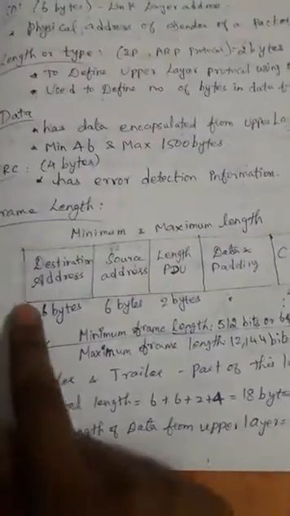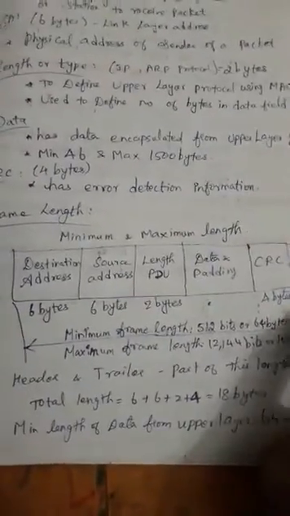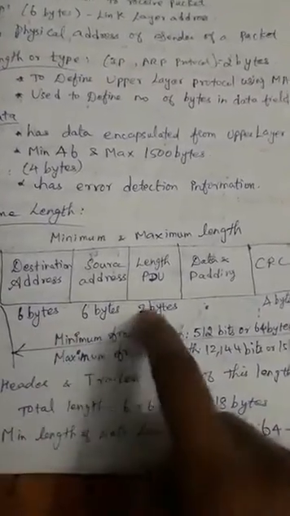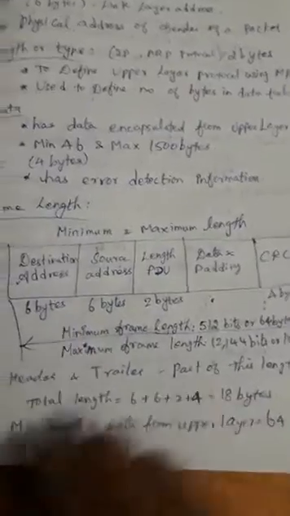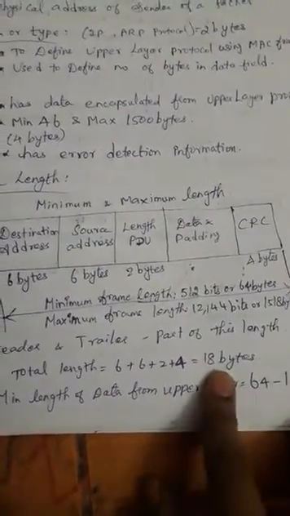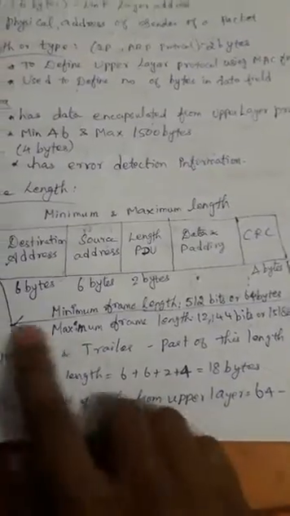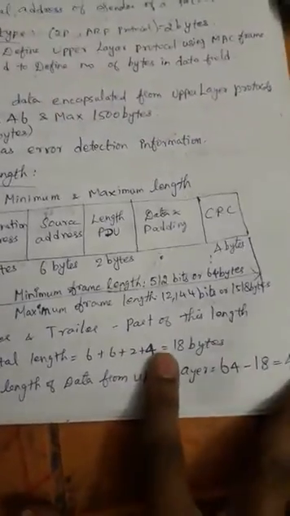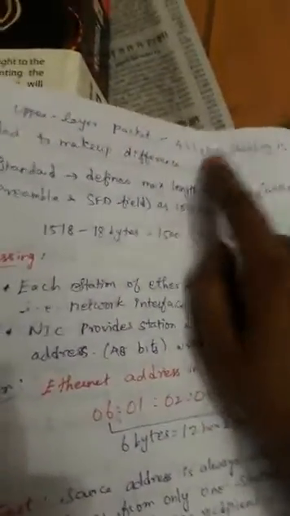Now, header and trailer are the parts of this frame. This is our header and this is a trailer. The total length of these is 12, 2 and 4, that is 18 bytes. To get the minimum length of the data from the upper layer, total is 64 minus 18 bytes, so we have 46 bytes. That is our minimum data length. If the upper layer packet is less than 46, then padding is added to make up the difference.